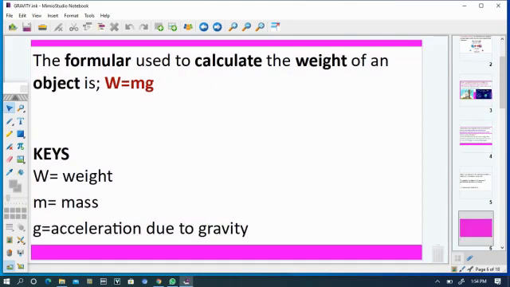The formula used to calculate the weight of an object is W equals the product of mass times acceleration due to gravity, W = m × g. W represents the weight of the object, m represents the mass of the object, and g represents acceleration due to gravity, and it is always constant.